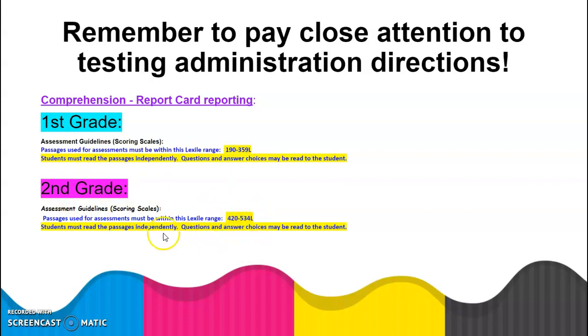Even though we have our common assessment 2, that we're allowing students to read the whole thing by themselves, for the report card on all of those comprehension assessments, allow the students to read the passage independently, but the teacher can read the questions and answer choices for the report card comprehension grades. Okay?